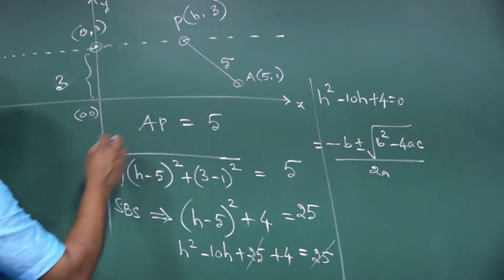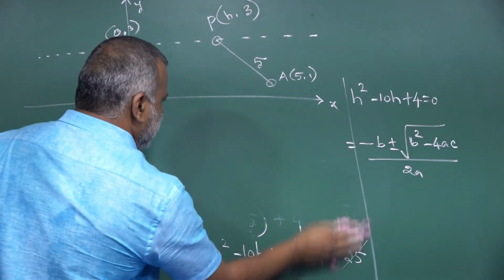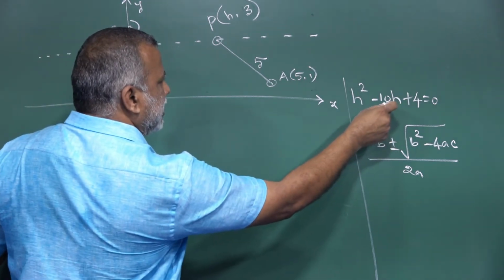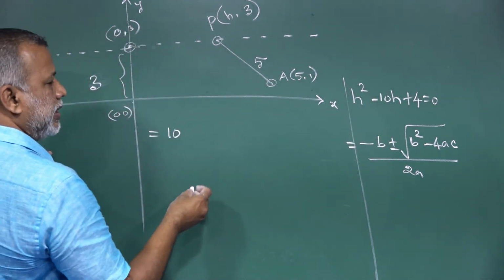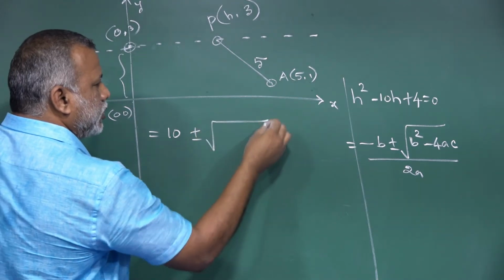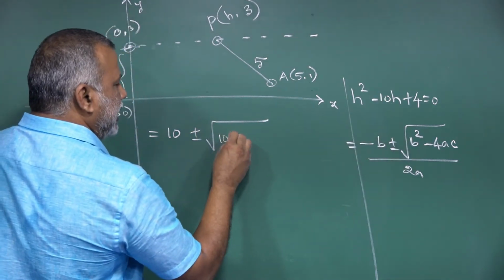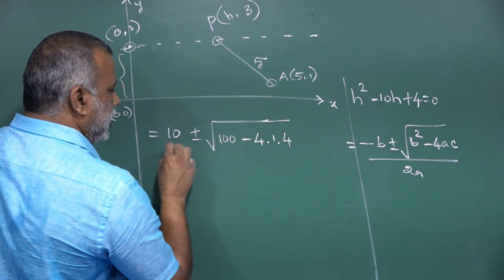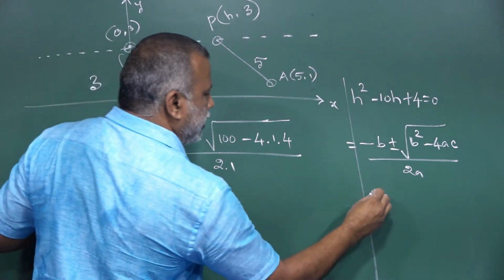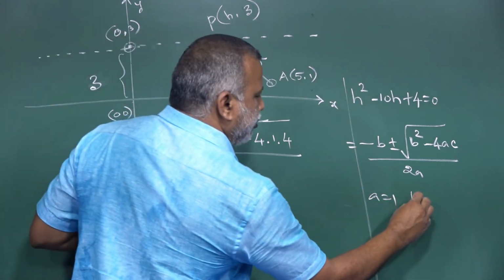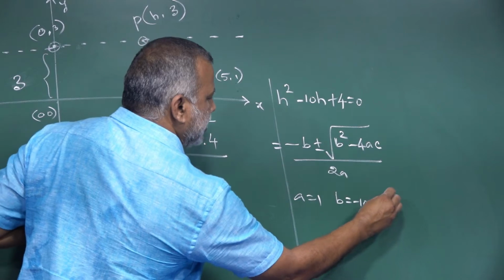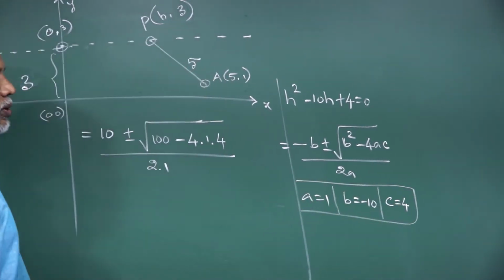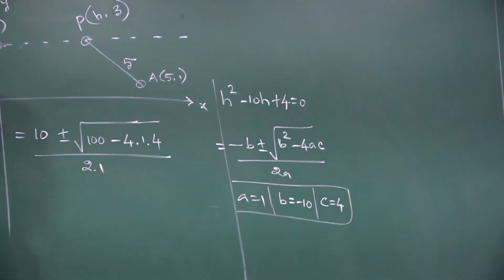Now we are going to substitute the data. Just substitute the data. See the concept here. Minus b. B here is already minus 10, so minus of minus becomes positive 10. Plus or minus square root of b squared: 10 squared is 100, minus 4 into the value of a, which is 1, the value of c is 4, divided by 2 into a. If you want, you can write here a equal to 1, b equal to minus 10, c equal to 4. From this quadratic equation, you can select a equal to 1, b equal to minus 10, c equal to 4.